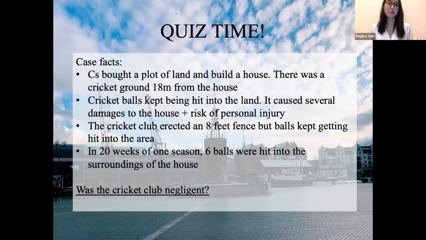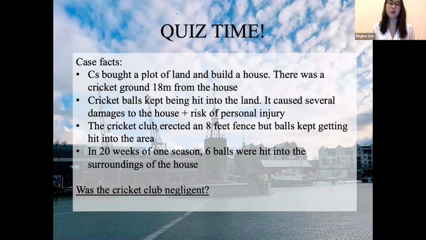So the claimant bought a plot of land and built a house, and there was a cricket ground 18 meters from the house. One day the cricket balls kept being hit into the land, and it caused several damages to the house, and then obviously risk of personal injury, which means risk of the cricket balls hitting the people in the house or walking outside the house. In terms of measures, the cricket club erected an 8 feet fence, but the balls kept getting hit into the area.